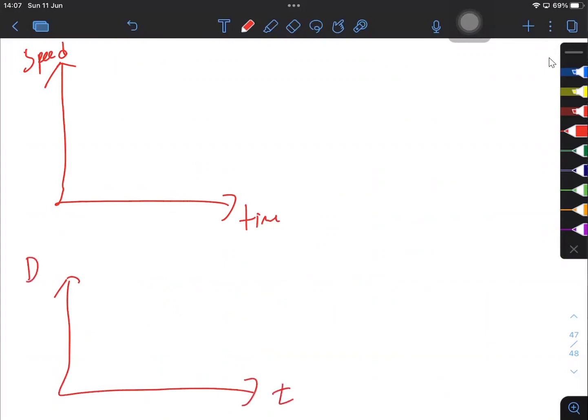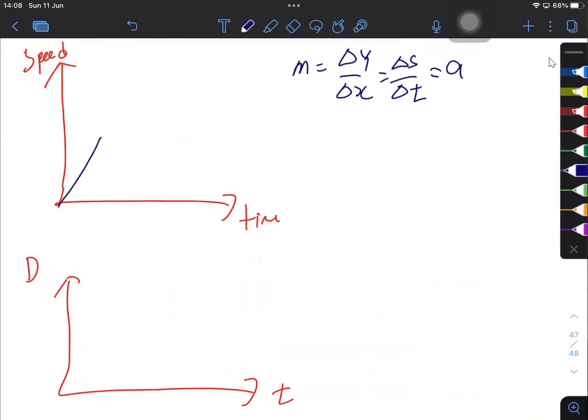So it doesn't matter whatever graph it is, guys. I always tell you, the gradient is supposed to tell you something. The gradient formula mathematically is change in y over change in x, right? In this scenario, the y would be change in speed over change in time. What's change in speed over time again? Very good. In other words, the gradient is supposed to represent the acceleration.